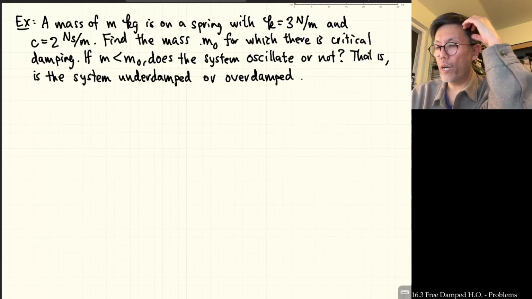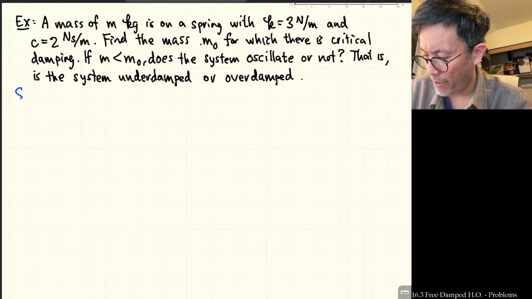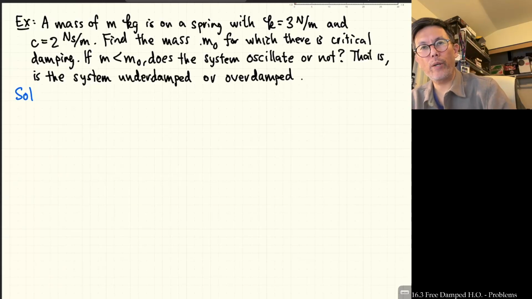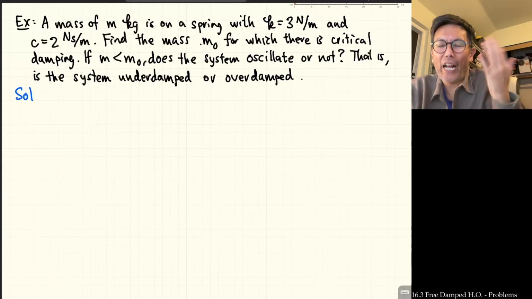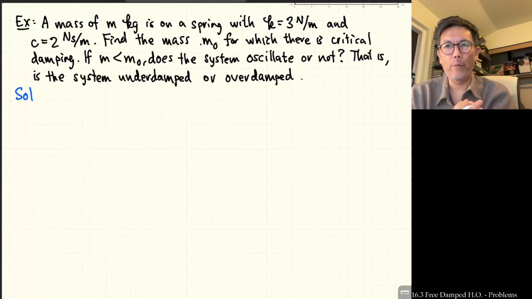Let's check it out. So this is completely determined, of course, by what we've been calling the discriminant, p squared minus omega naught squared. Let's say I don't remember what p and omega naught are.